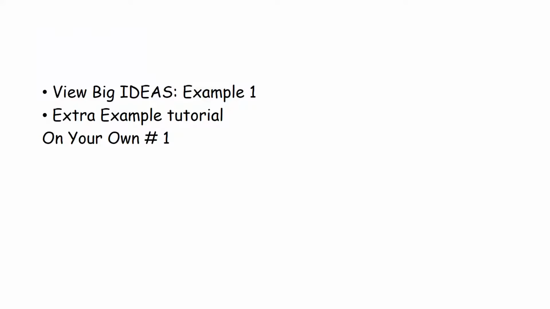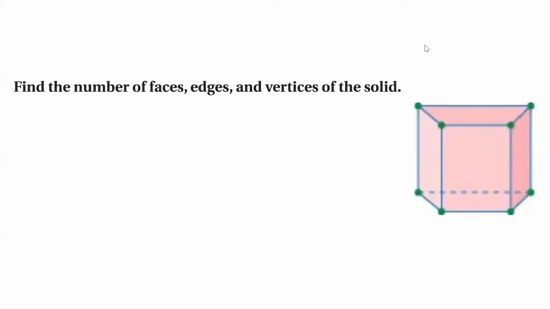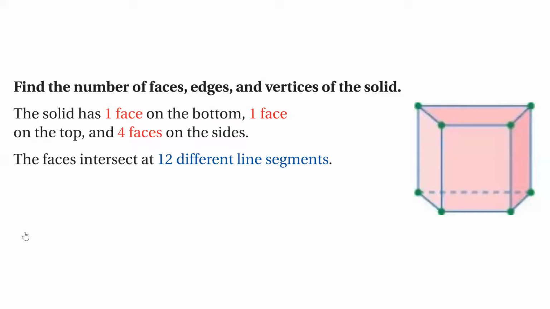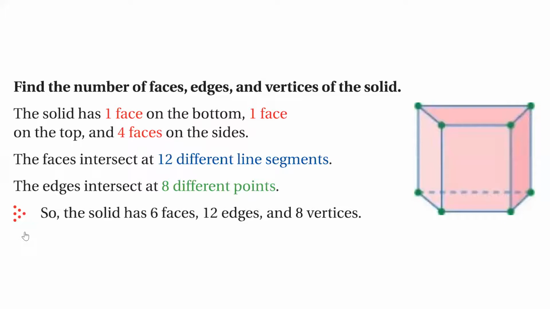Let's go ahead and look at our example in our textbook. Okay, example 1 says find the number of faces, edges, and vertices of the solid. And so the solid has one face on the bottom, one face at the top, and four faces on the side. And the faces intersect at 12 different line segments. The edges intersect at 8 points. So the solid has 6 faces, 12 edges, and 8 vertices.